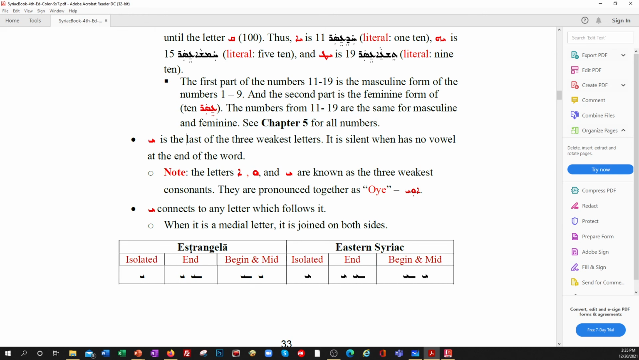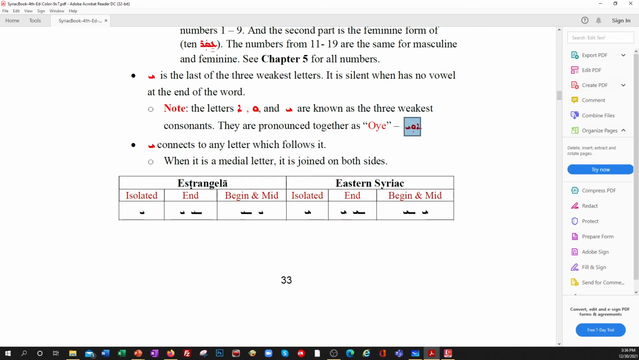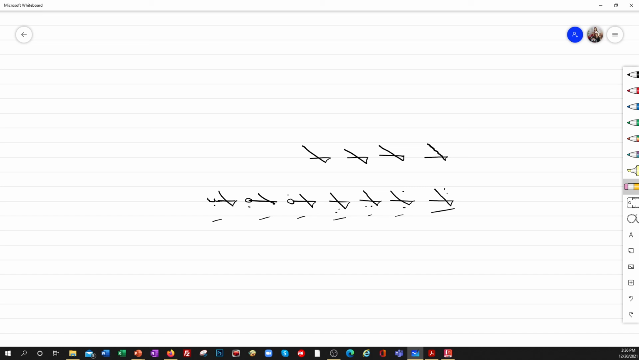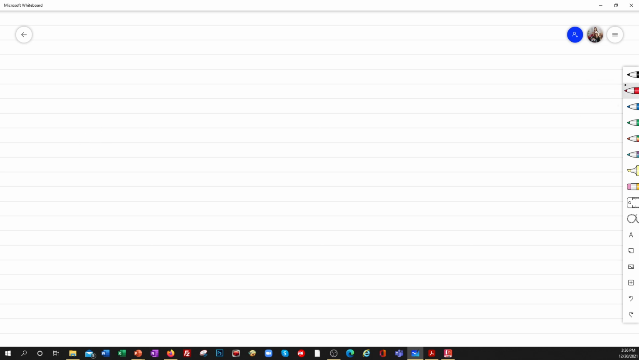Yod is the last of the three weakest letters, so this is the third one. When it falls at the end with no vowel, it is silent. So Alep, Waw, and Yod are the three weakest letters. When they have no vowel in certain cases, they are silent. Those three letters together give the sound of oi. Yod connects from both sides, and this is how it's going to look in a word. Here I'm going to write the Yod. Yod again is like a small English U.